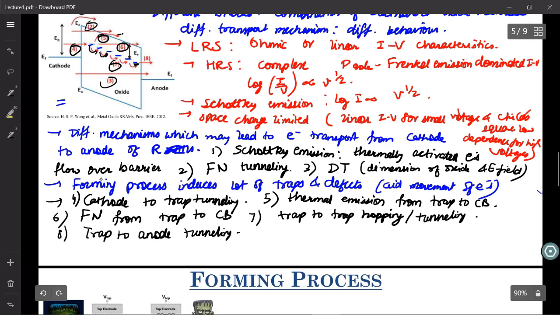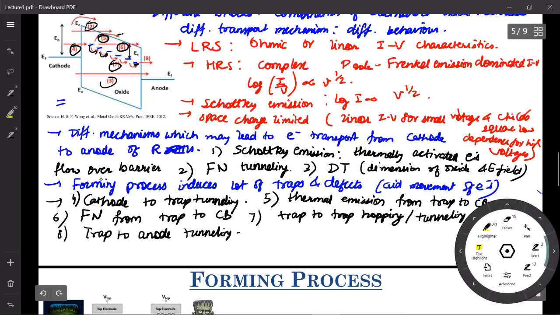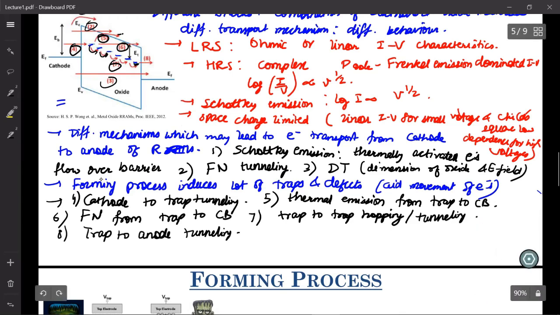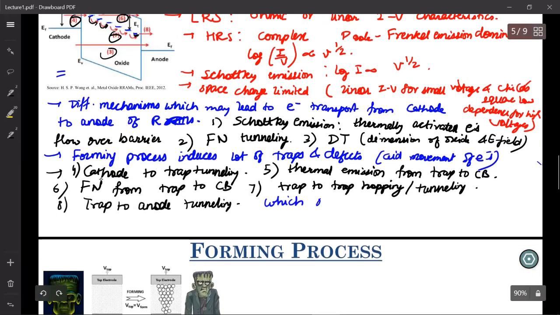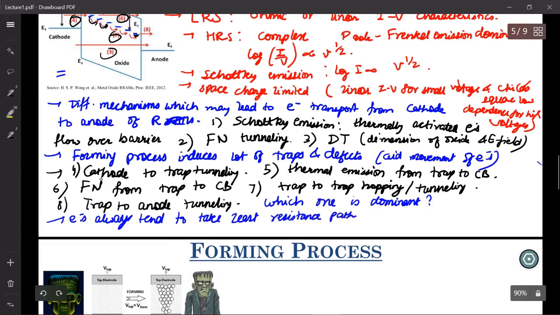So these are the different mechanisms by which an electron in the cathode can go to the anode. Now, which one is dominant? So the question that arises here is, which one is dominant? So what is the nature of electron? Electrons always tend to take the least resistance path, right? I mean, the current always flows through the least resistance path. So which one of them will give you the least resistance path?